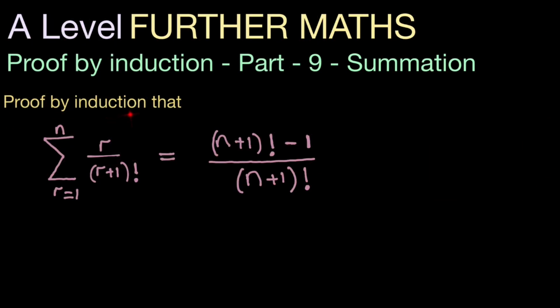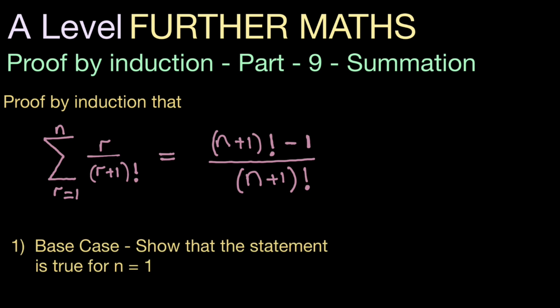Proof by induction that the sum of r over (r plus 1) factorial equals (n plus 1) factorial minus 1 over (n plus 1) factorial, where r starts from 1 all the way to n. To start, we do step 1, the base case, to show that the statement is true for n equals 1.